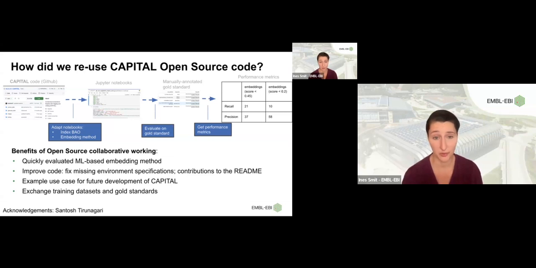In the process, we had some suggestions for the environment specification and the README to improve it, so hopefully that helped to contribute back to Santosh's work. And our use case could be a use case for future expansion of Capital. As we started working together, we started exchanging some training data sets where we had some curated data, which was possibly useful for Santosh's training and gold standards. So it was really nice to start the collaboration.